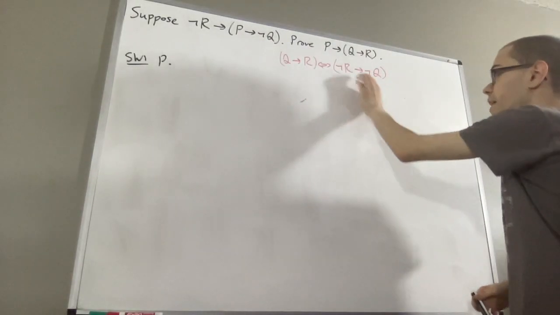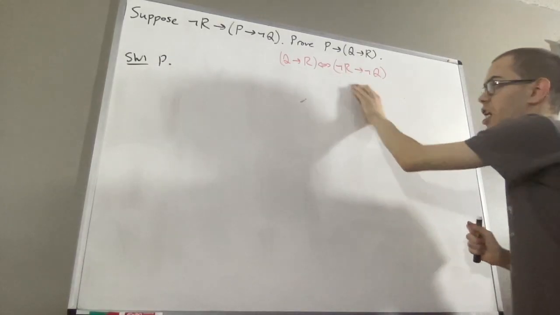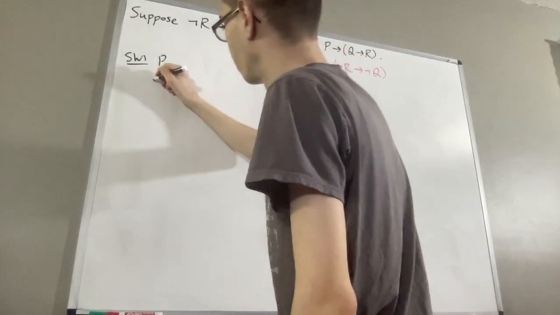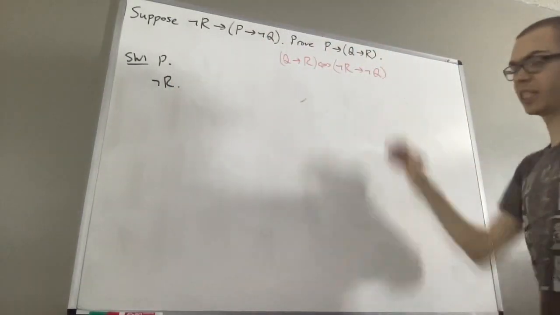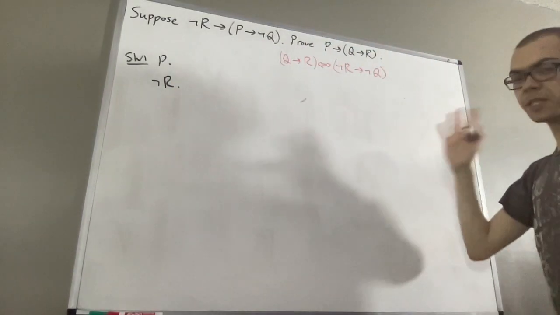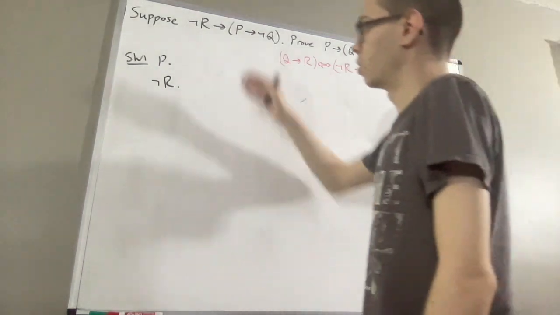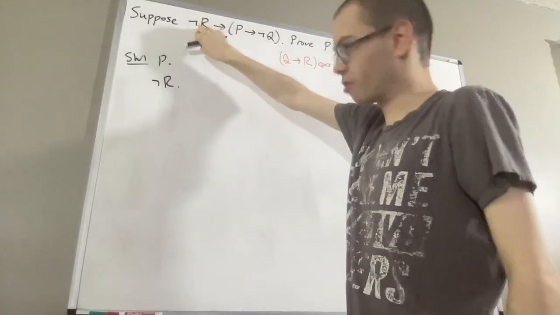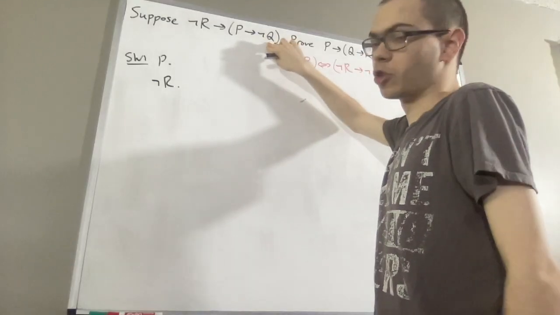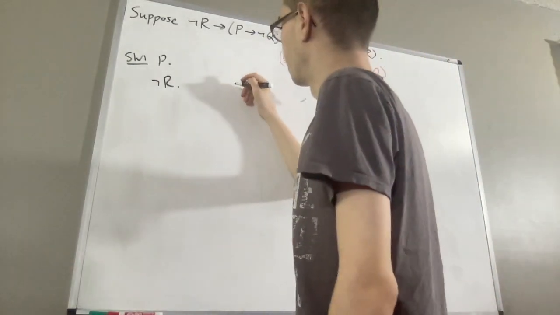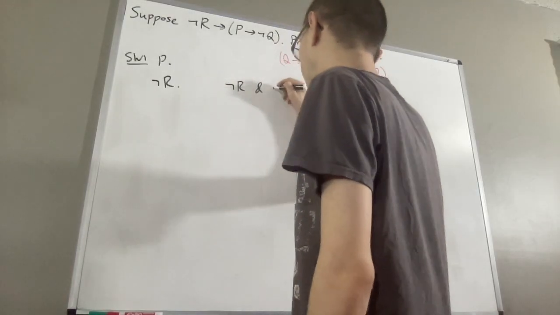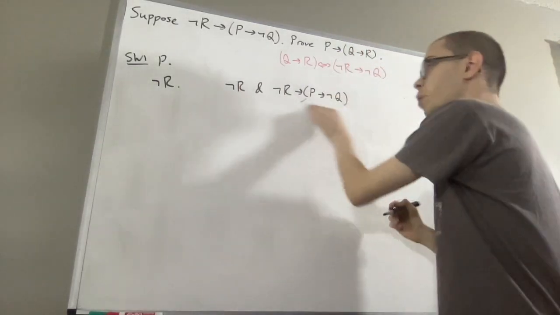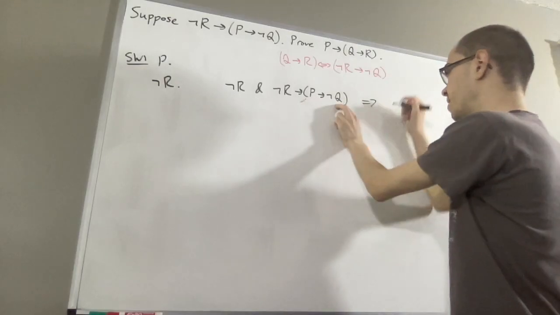To prove this statement, we'll make the assumption that not R is true, and we'll try to logically deduce that not Q is true. So let's see if we can do that. Well, looking at the other thing we're given, since we know not R is true, and we also know if not R is true, then this statement is true, we can apply modus ponens. So, since we have not R, and we have if not R, then this statement is true, we apply modus ponens here to conclude that this statement is true.